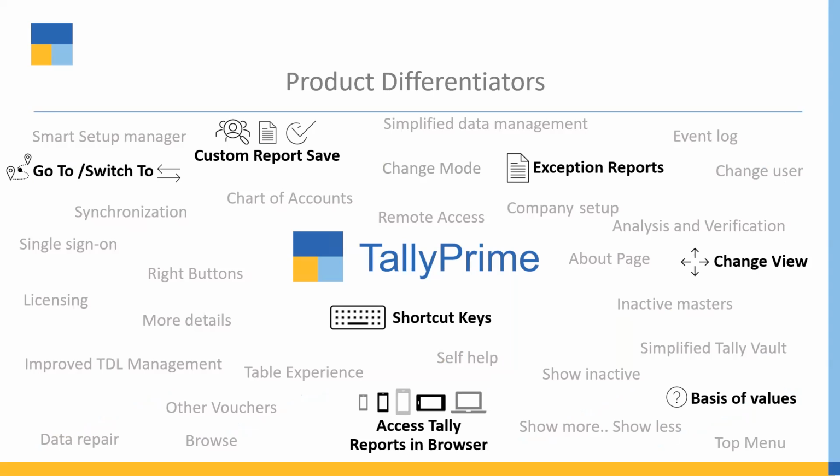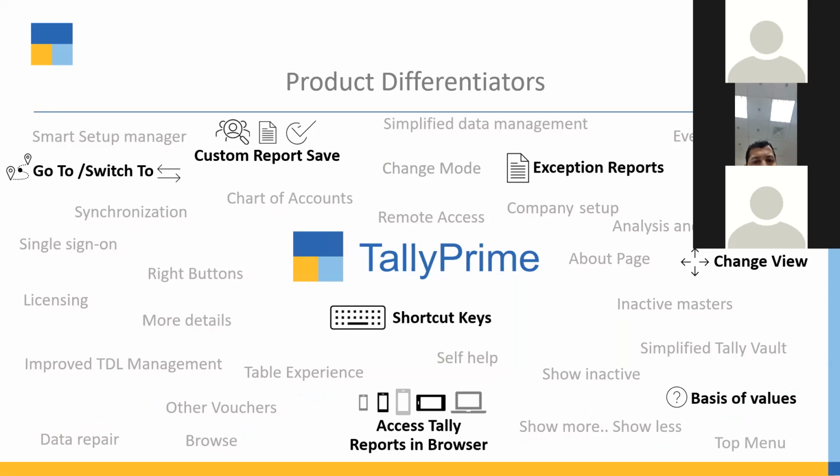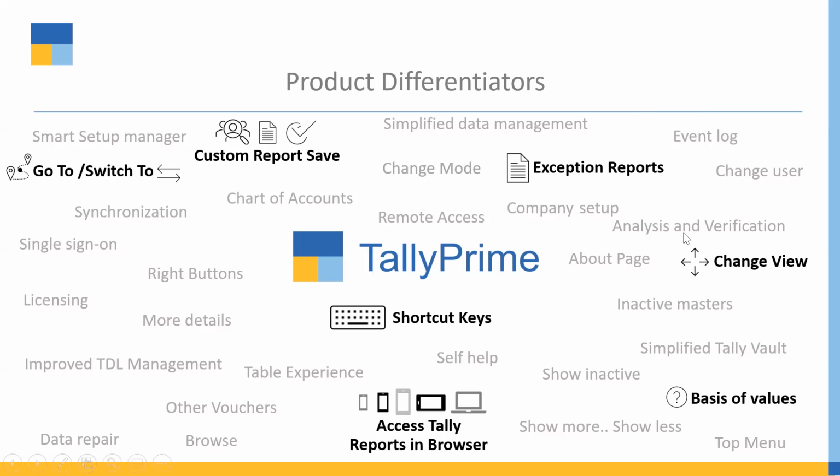Exception report, where you can see negative stock and other reports as well. The change view which we have given is for checking, like if you are looking at stock analysis, stock aging analysis, and the monthly report. The basis of values is given for changing the valuation method of the stock. Shortcut keys are very simple.